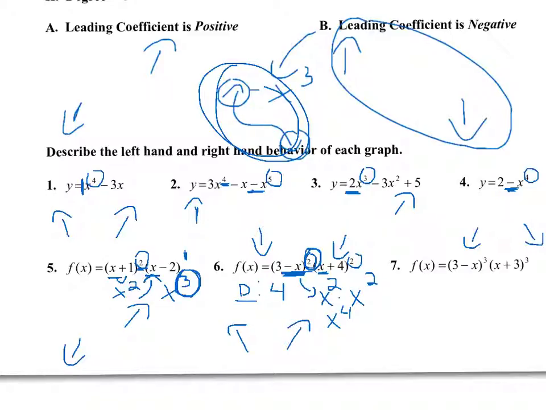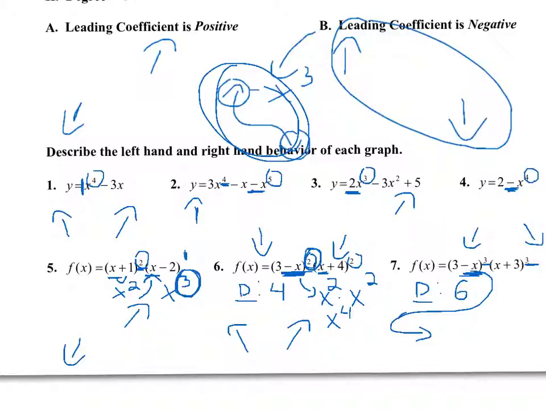Okay, number 7, again, it's factored out, so I can't just look and say, oh, the degree is 3. It's not 3. I'm going to add these two 3's together. 3 plus 3, the degree is 6. So they either both go up or they both go down because the degree is even. Now this is going to be a little bit different from number 6. This negative x, when you cube it, since you take a negative and raise it to an odd power, it stays a negative.